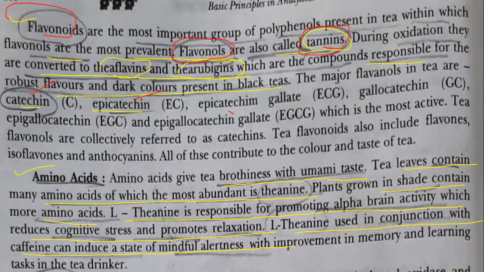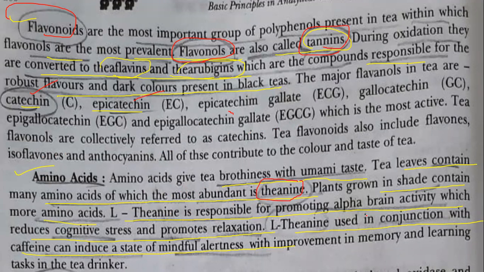Amino acids are also there in the tea. The amino acids give tea a brothiness with umami taste. Tea leaves contain many amino acids, of which the most abundant is theanine. The plant that grows in shade contains more amino acids.